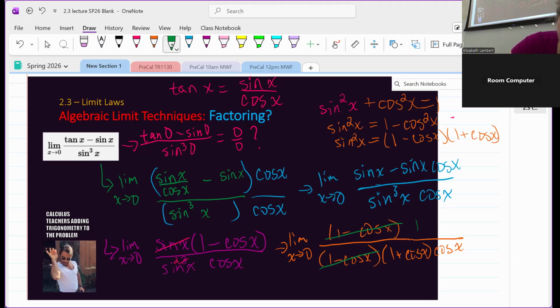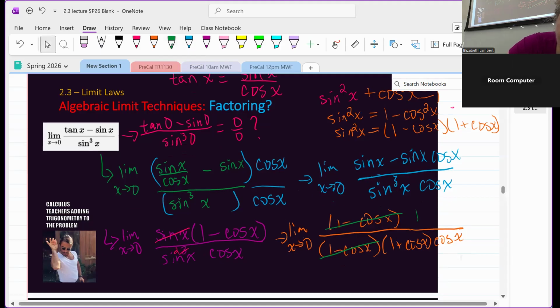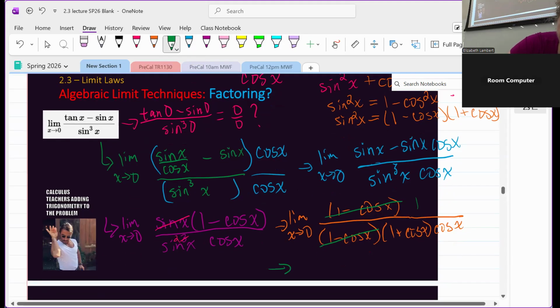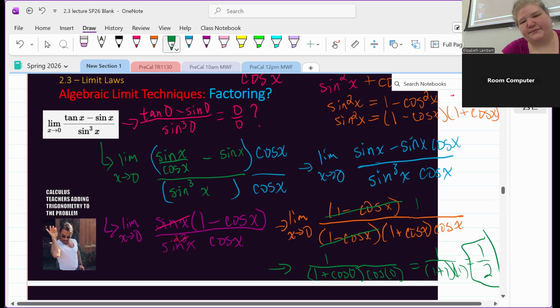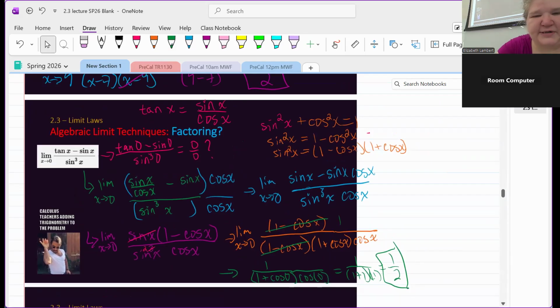And now when I plug in 0, the cosine of 0 is 1. So when I still had the 1 minus cosine, 1 minus 1, I was still getting 0 over 0. Now if I plug it in, though, I get 1 over 1 plus the cosine of 0 times the cosine of 0. 1 over 1 plus 1 times 1, which gives us 1/2. How's that for a disgusting trig review?